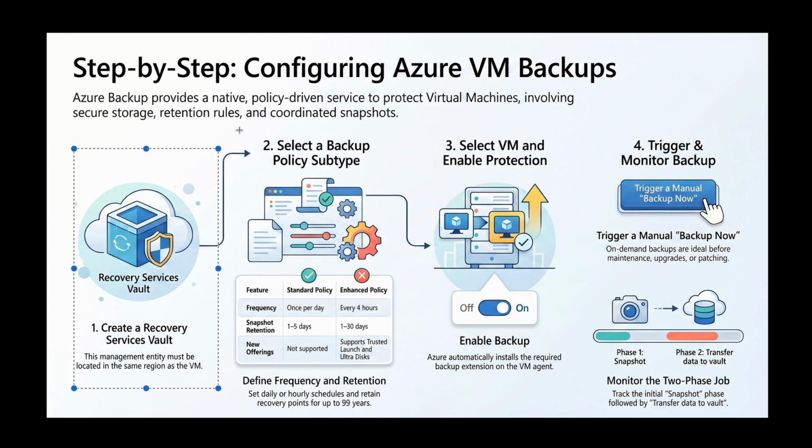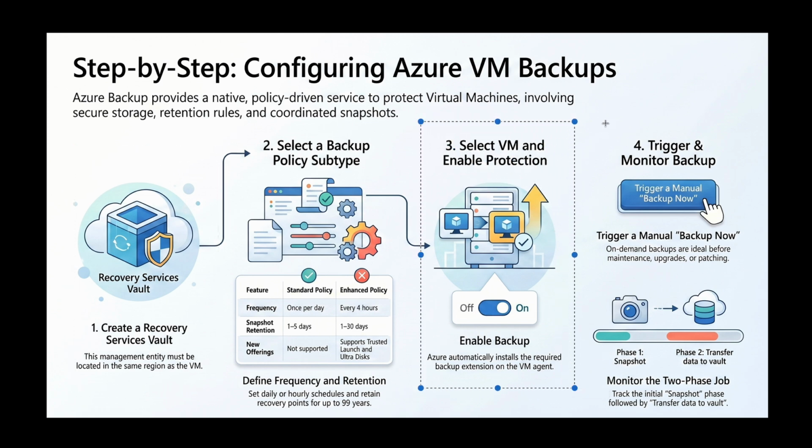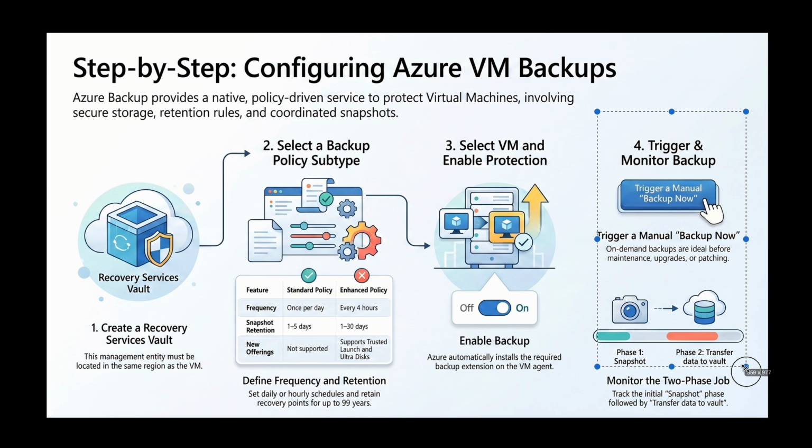So after the creation of the vault, we would need to have a policy type. It can be a standard policy or an enhanced policy, depending upon our use case. Next, we'll select the VM and then just enable the protection. And then we'll trigger the manual backup and see how the snapshot process actually takes place. So we'll head over to the Azure portal.